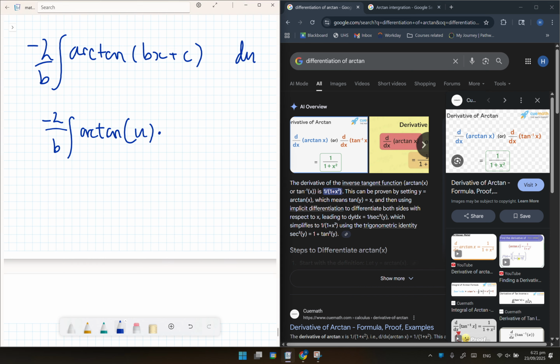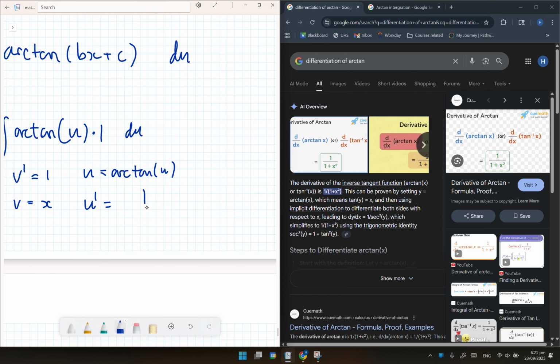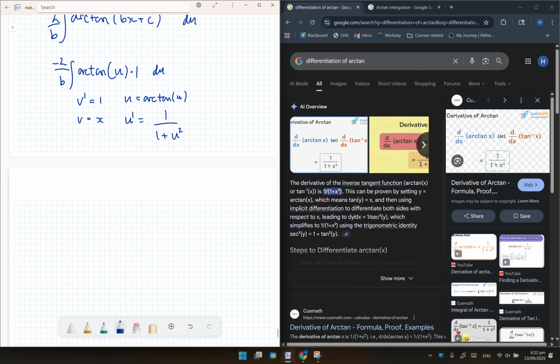But anyways, we can pretend that arctan is being multiplied by 1, and therefore we can use integration by parts to solve this, right? So let's say that our v dash in this case is equal to 1. Therefore, the integration of 1 is x. And now we get to say that arctan is equal to u. And so now we get to differentiate arctan. Arctan differentiates into 1 over 1 plus, we can see here, x squared. In this case, it will be u squared. And there we go. Now we have the different components.